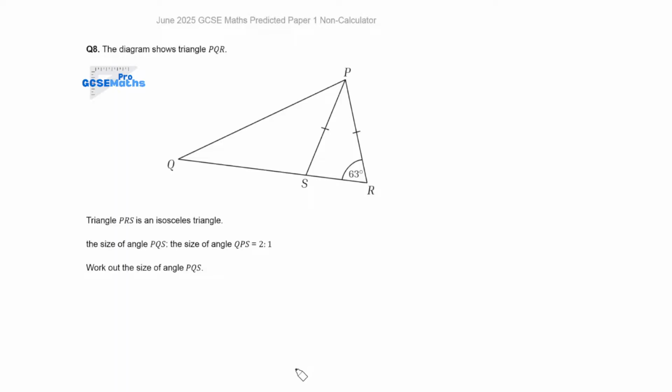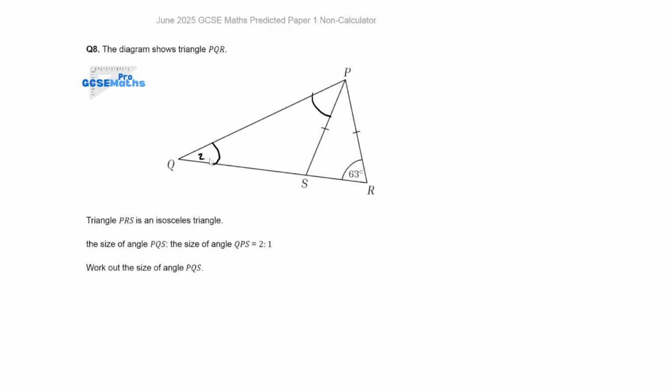Question 8, there's normally some kind of angles question, whether it's parallel lines, whether it's triangles, some kind of fairly straightforward angles question I feel like comes up quite a lot. So here we've got, the diagram shows triangle PQR. Triangle PRS is an isosceles triangle. As you can see, I've drawn the little lines as well, so you can see that. And then we've been given another ratio, so the size of angle PQS to the size of angle QPS is 2 to 1.